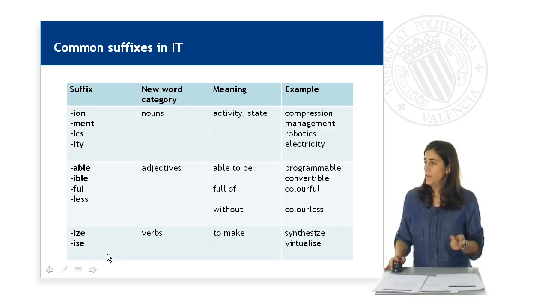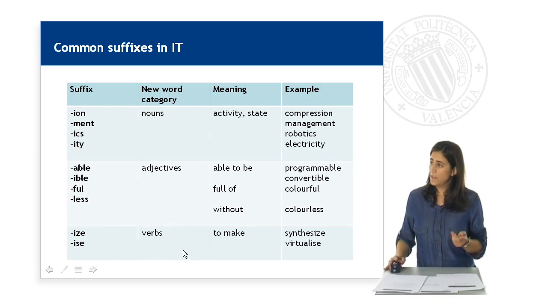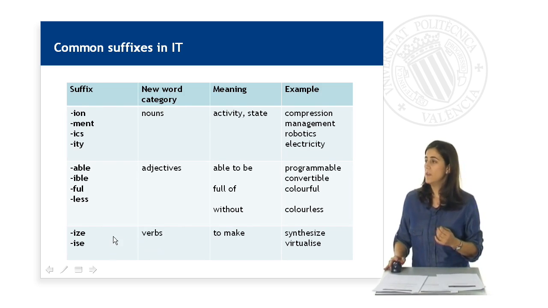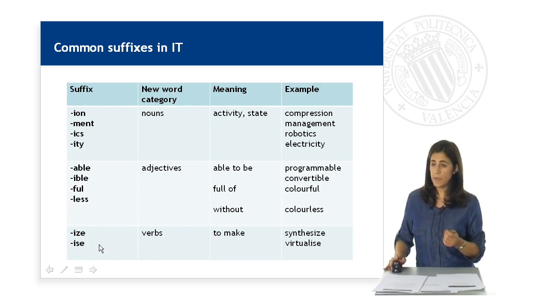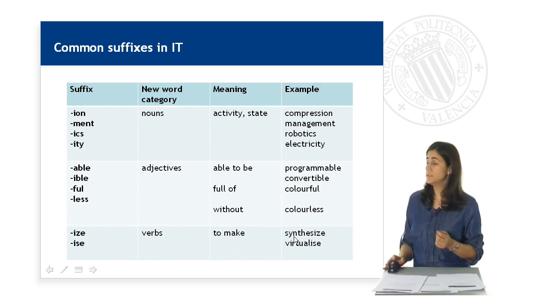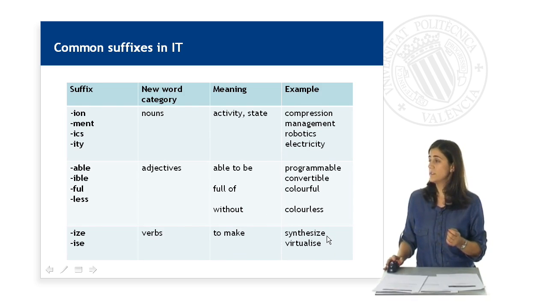Finally, there is a category of suffixes that build verbs. These suffixes are -ise or -ize. Note the two spellings. And these mean to make. And the examples are synthesize or virtualize.